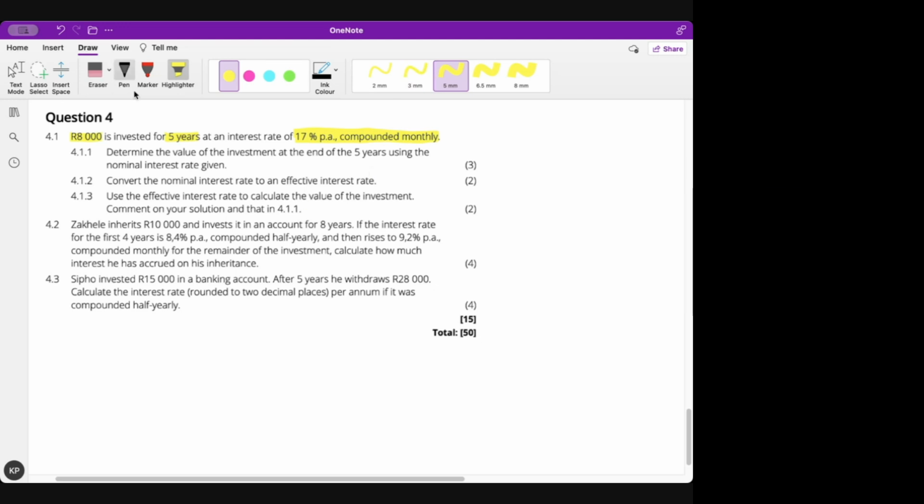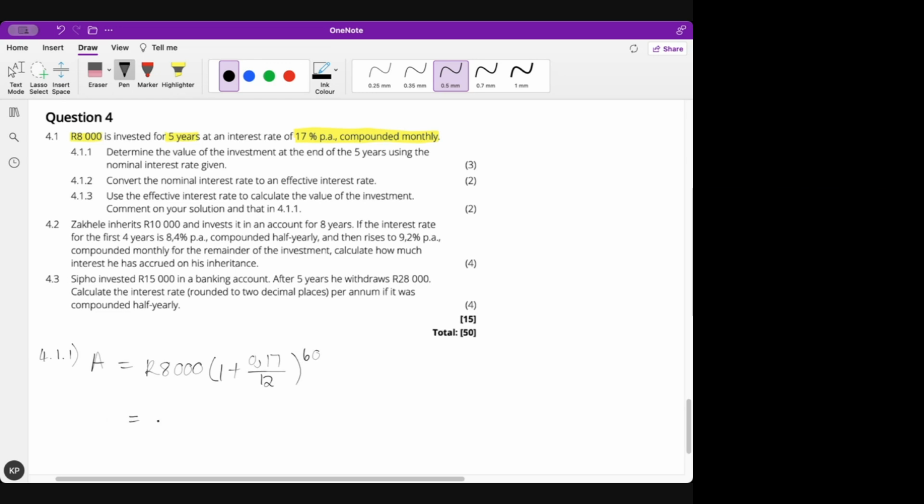4.1.1, that's just the calculation. A is equal to 8,000 rands, 1 plus my interest rate, 0.17, which is compounded monthly. That would be 12 times over 5 years. So what is my exponent? Over 5 years, what is my exponent? 60. Thank you, Tandiwe and Funzo.